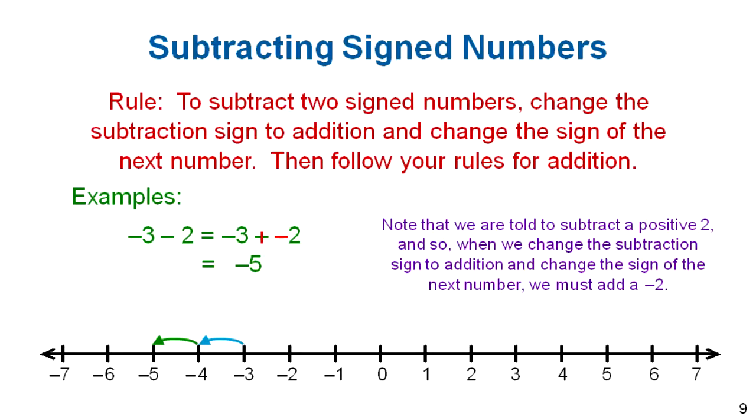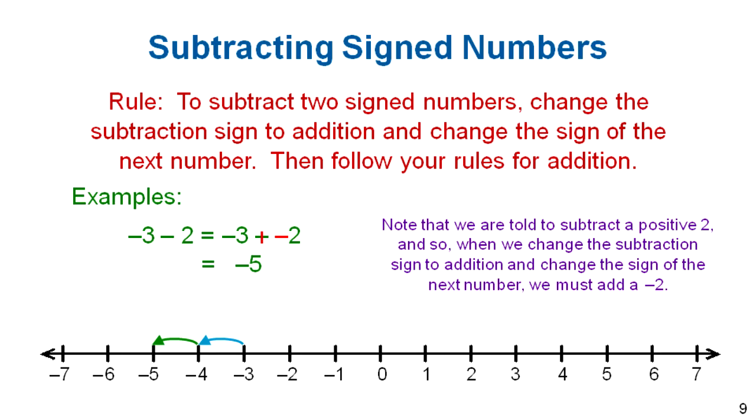To subtract -3 minus 2, we can change the subtraction sign to addition, and then, since we were told to subtract a +2, change the 2 to a -2. Since -3 plus -2 is equal to -5, this tells us that -3 minus 2 is equal to -5.